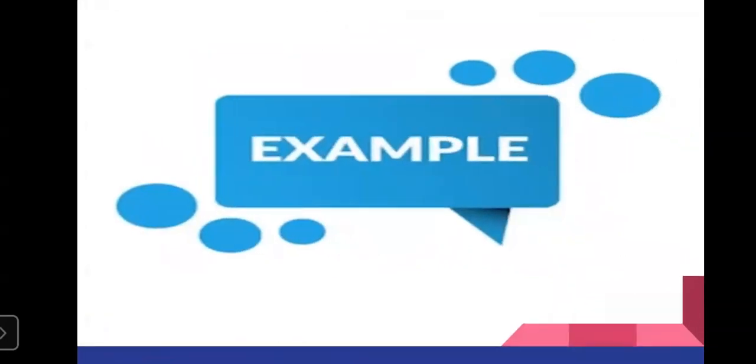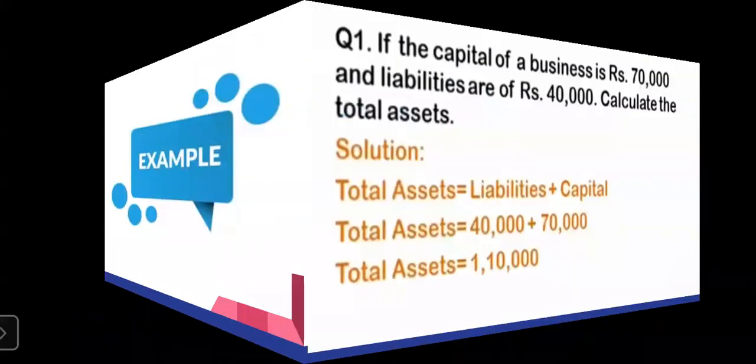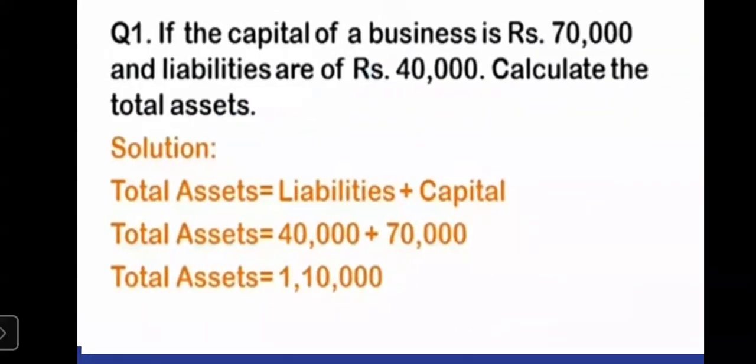Then next is an example. If the capital of a business is rupees 70,000 and liabilities are rupees 40,000, calculate the total assets. We know that the basic accounting equation is total assets equals liabilities plus capital. According to that, total assets equals liabilities of 40,000 plus capital of 70,000. So the total assets is 1,10,000.